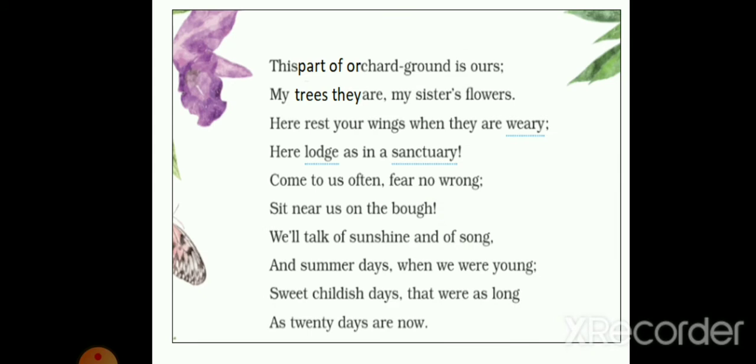This plot of orchard is ours. My trees they are, my sister's flowers. Here rest your wings when they are weary. Here lodge as in a sanctuary. Come to us often, fear no wrong. Sit near us on the bough. We'll talk of sunshine and of song, and summer days when we were young, sweet childish days that were as long as twenty days are now.